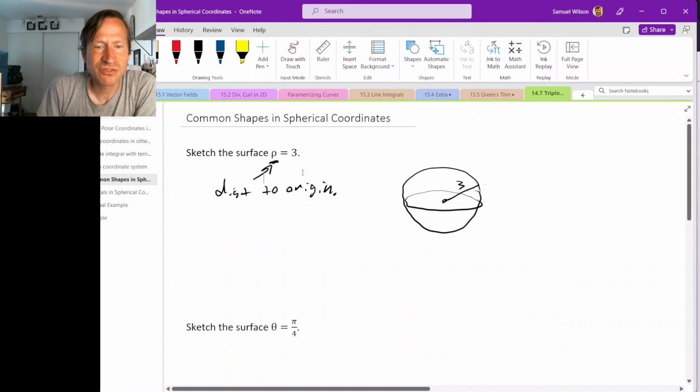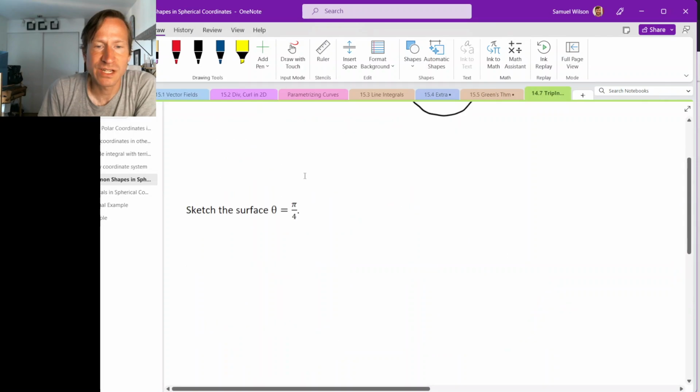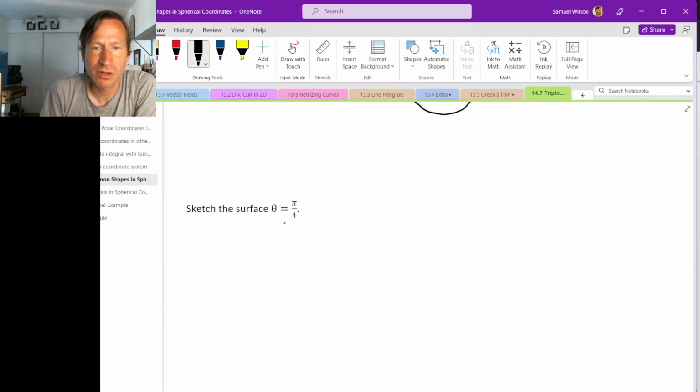Let's see what happens when we set the theta coordinate equal to a constant. For example, theta equals pi over 4. So let me draw some coordinate axes so that we can situate this in space. So remember, theta is the same theta as polar coordinates in the xy plane. So theta equals pi over 4. That's going to be this right here. Right? So there, theta is pi over 4.